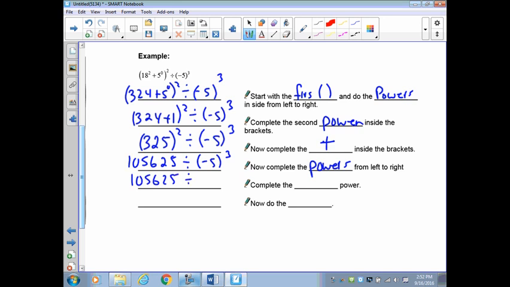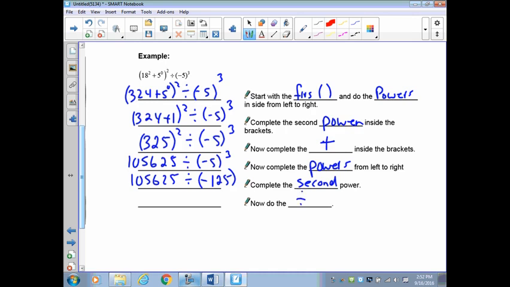And negative 5 is a negative base. So it's negative 5 times negative 5 times negative 5. That means this is negative 125. And of course, the last thing I can do now is my dividing, and that is, oh, sorry, I suppose I should say the second power. And now I can do the dividing.